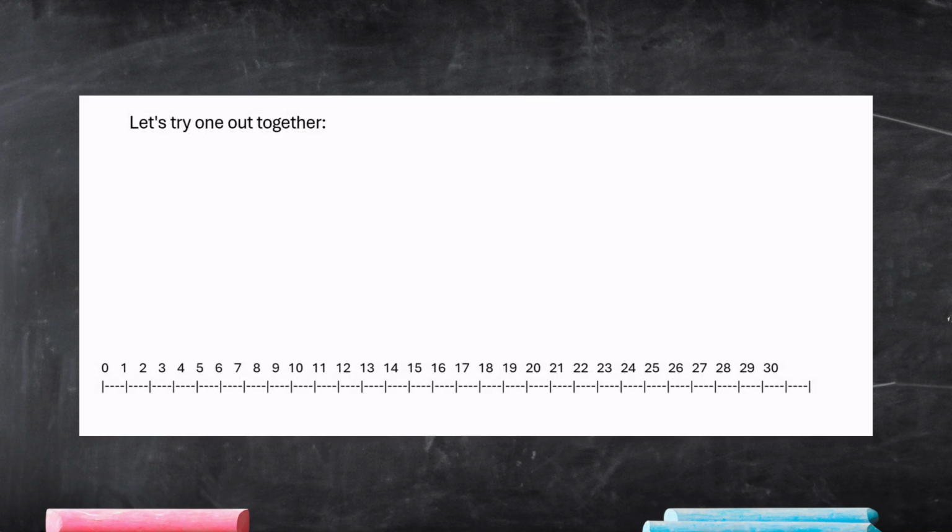Now let's go ahead and try to do this one together. We're going to start with the example of 30 divided by 5. Remember, we're thinking repeated subtractions. So we're starting at 30, and we're going to jump backwards or make subtractions of 5 at a time until we run out of dividend.